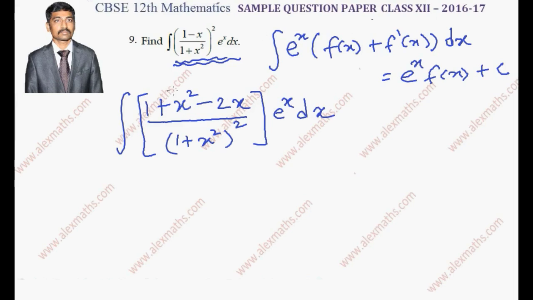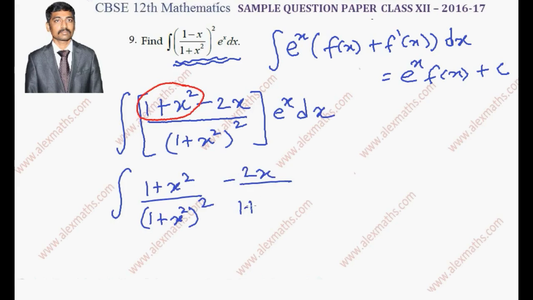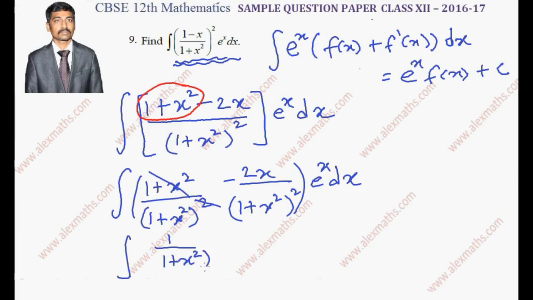I'm going to group and individually divide. Grouping in the sense, this alone I'm going to divide by the denominator. So it will be integral 1 plus x square by 1 plus x square whole square minus 2x by 1 plus x square whole square, and we have e power x dx. We can cancel this and are left with 1 by 1 plus x square minus 2x by 1 plus x square whole square into e power x dx.